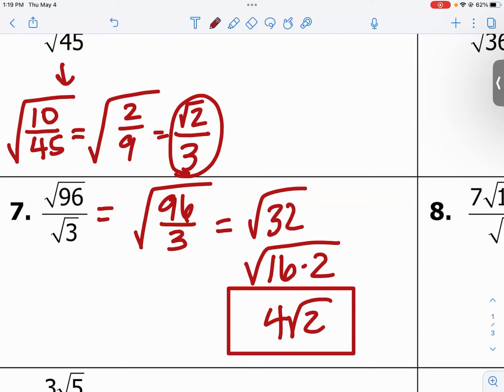Reagan, you don't like that? No. Okay, are you okay with how I got 32? No? Because you did 96 divided by. Okay, so now 32 is under my radical. So I know I need to find a perfect square that divides into 32. Well, I know that 16 times 2 is 32. So the square root of 16 is 4.